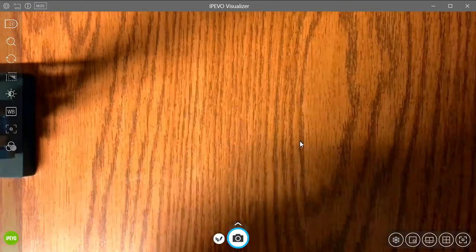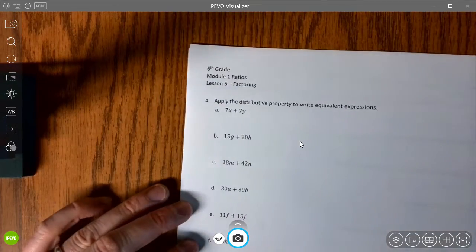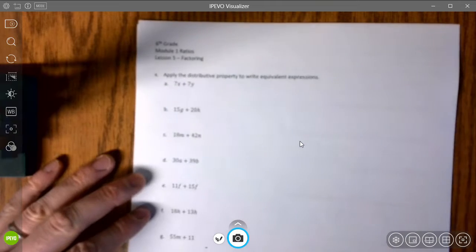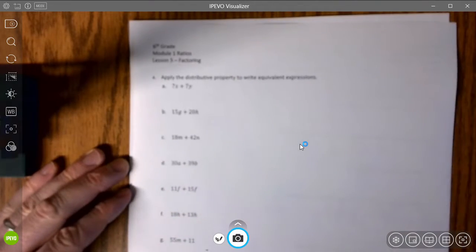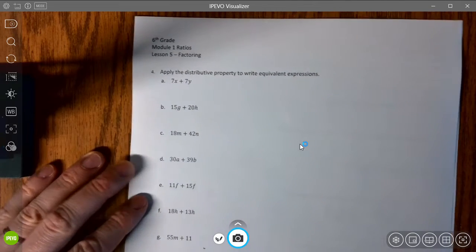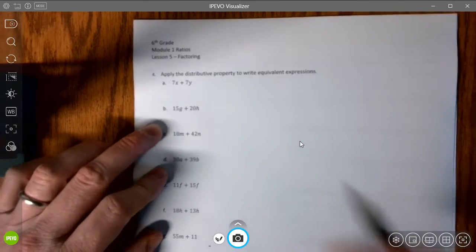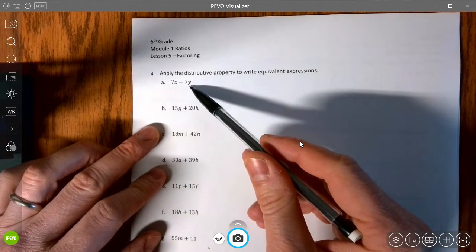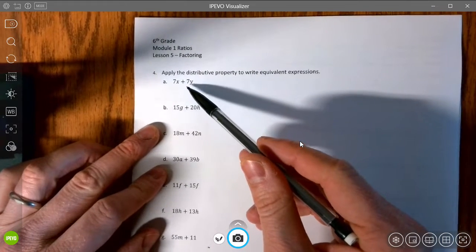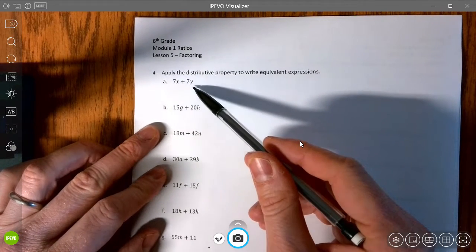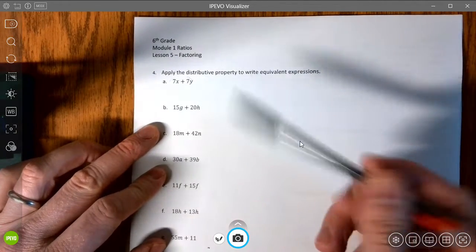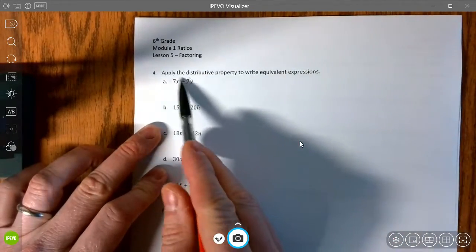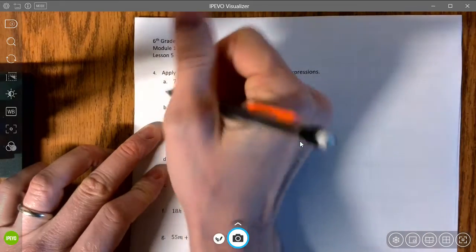I'm going to do a couple on the back here. So this is the front of the problem set. Here's the back of the problem set. Well, let's take a look at A. All right, A says 7x plus 7y. Well, what's my greatest common factor there? All right, probably that 7. So I'm going to pull that 7 out.